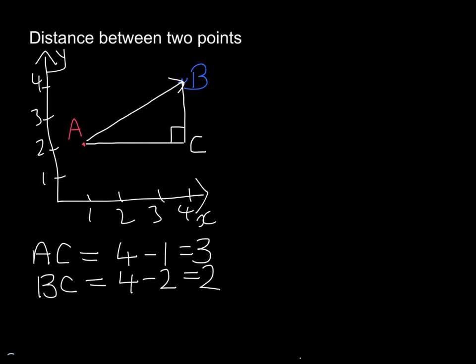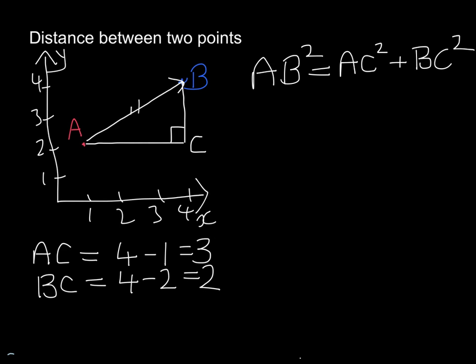Now this is where we have to use Pythagoras' theorem to work out the distance AB. We know from Pythagoras' theorem that AB squared, the distance of the hypotenuse, is AC squared plus BC squared. So if we put in some values, we get AB squared equals AC squared, which is 3 squared, plus BC squared, which is 2 squared.